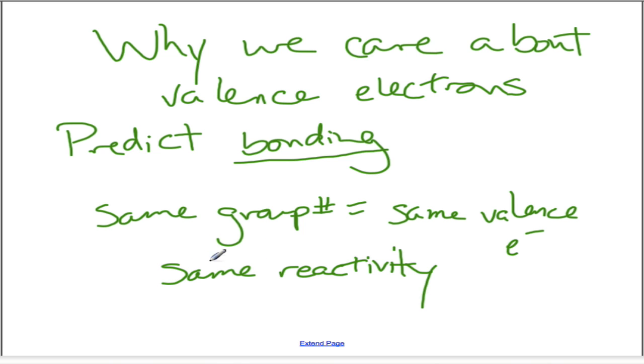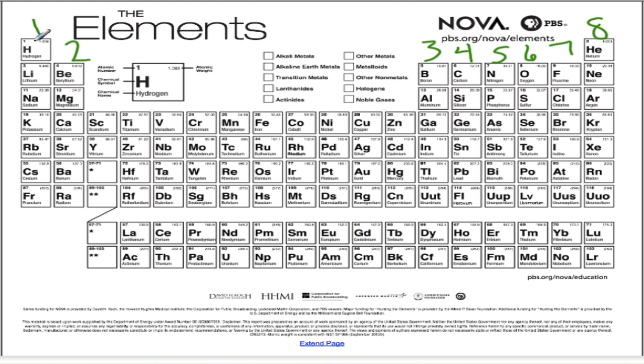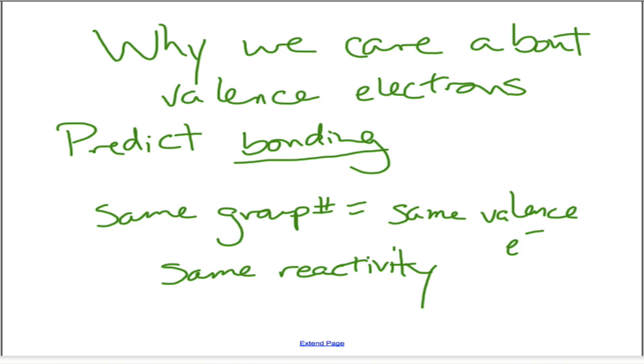So all of the elements in group 1 right here, hydrogen, lithium, sodium, potassium, all of those are going to behave very similarly, and all of the elements in the noble gas column 8 over here are going to act very, very differently than the elements in group 1, and it's because of how many valence electrons they have in that outer energy level. Okay, so that's why these valence electrons are so important, and that's why we care so much about being able to draw Lewis dot diagrams.